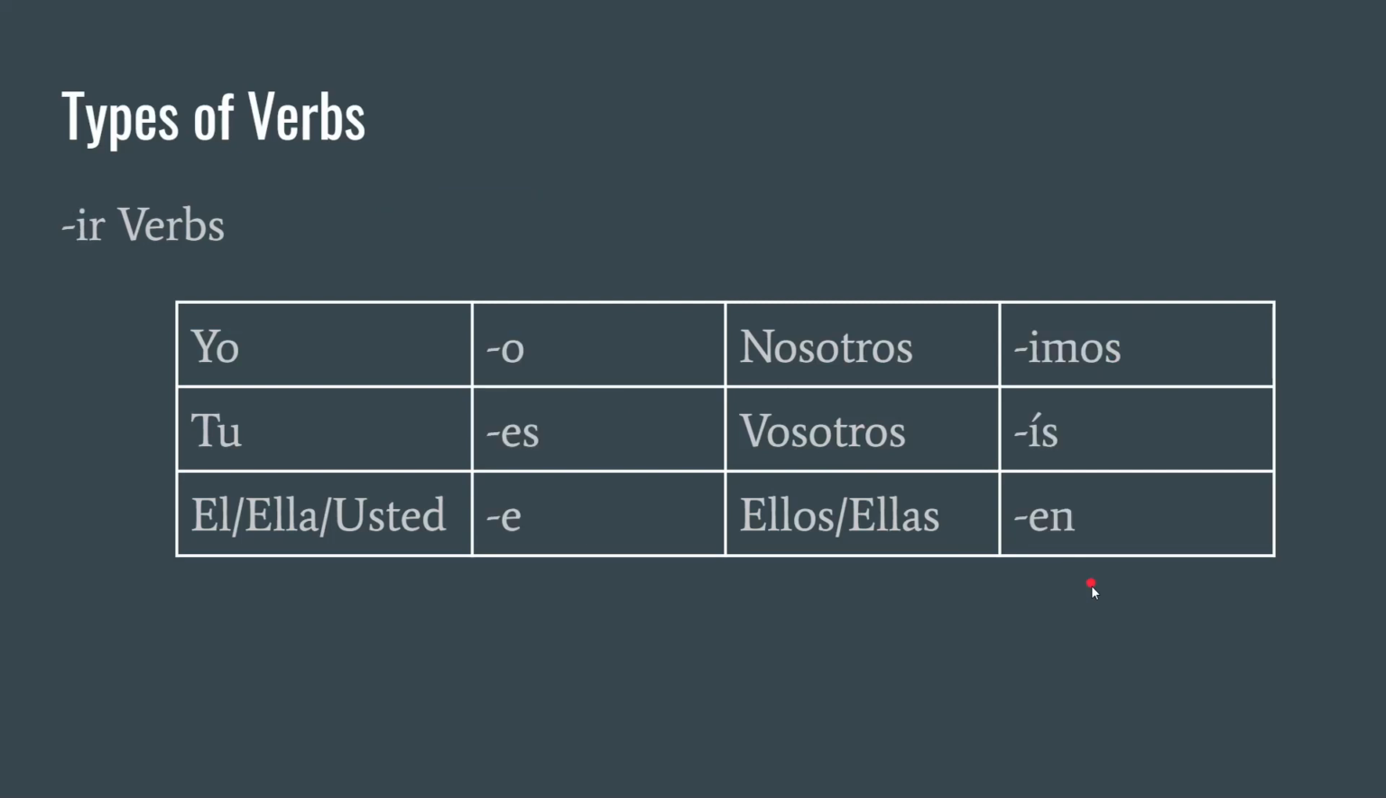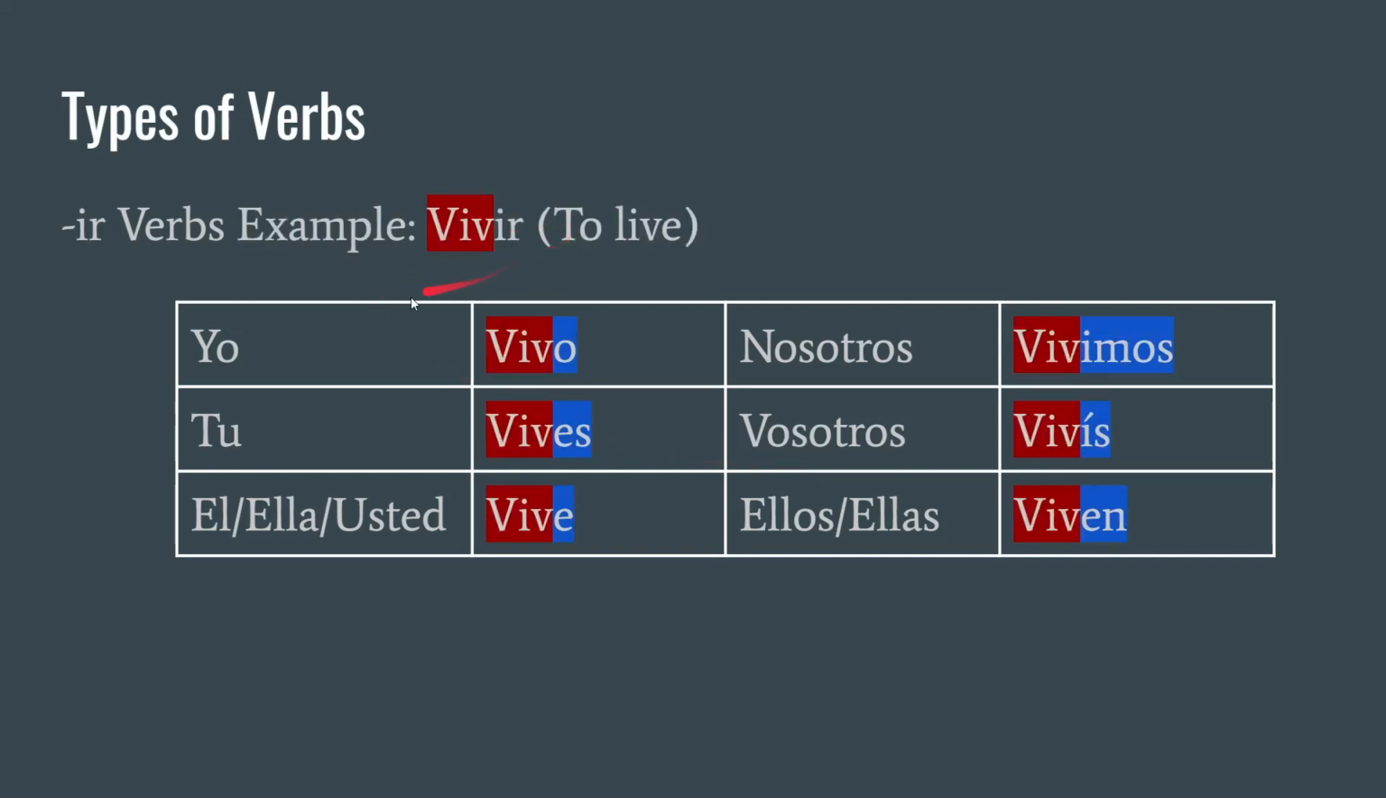Now, last but not least, we have IR verbs, which is almost exactly the same conjugation pattern as ER verbs, except now on the nosotros and vosotros forms, we're changing this E and this E into I's. That's the only change. So our example here is going to be vivir, which is to live. So yo vivo, tú vives, él, ella, usted vive. And here's the change. Instead of having an E here, we're going to have an I here. So this is the main change. So vivimos and vivís. These are the only things that are different. And then ellos, ellas, viven.